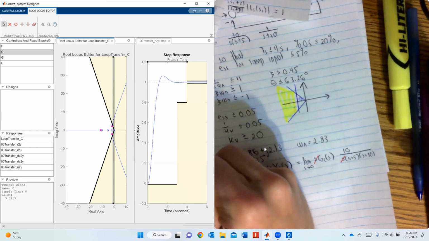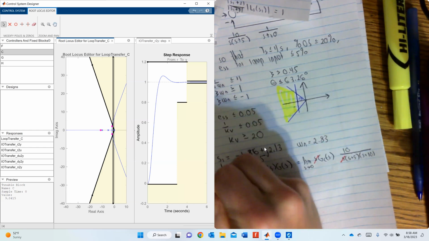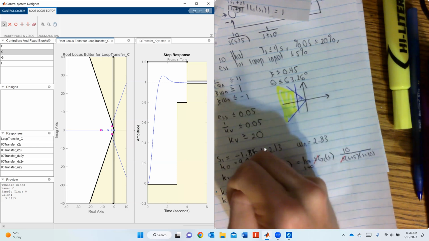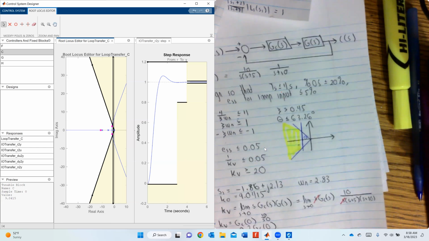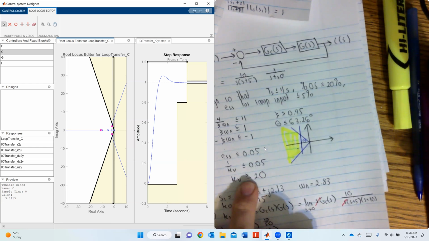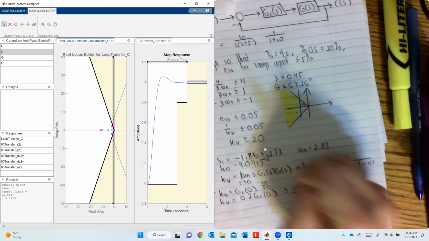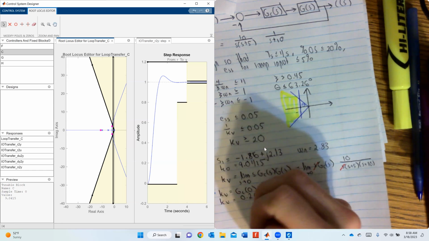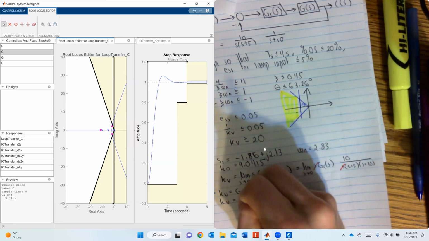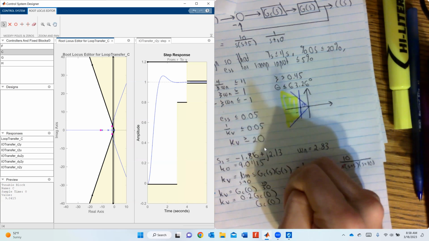And this is what your Kv is equal to: Kv is equal to 10 over 50, which is 1 over 5, or 0.2, times Gc(0). And if you recall from up above, your Kv must be greater than or equal to 20. So solving for Gc(0), you're going to get that Gc(0) is greater than or equal to 20, divided by 0.2, which gives you 100 here.